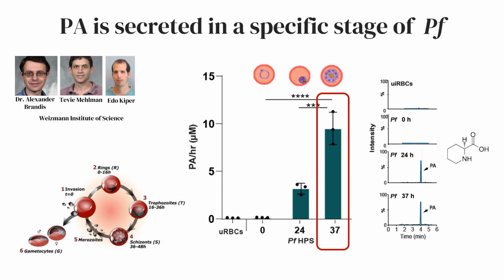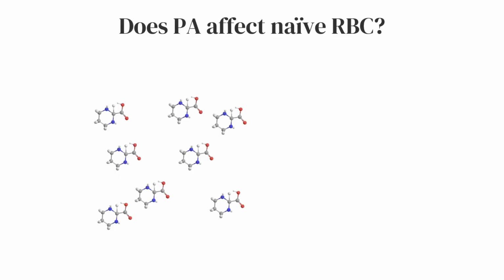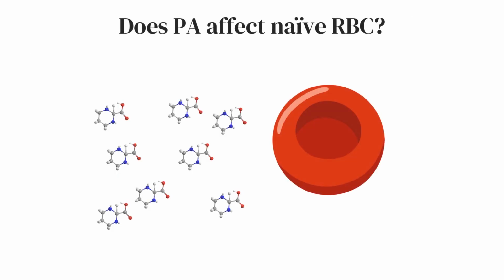But what is the motivation of the parasite to secrete this molecule? As I told you before, the most important host cell of the parasite is the red blood cell. So we decided to pre-treat red blood cells with this pipecolic acid.